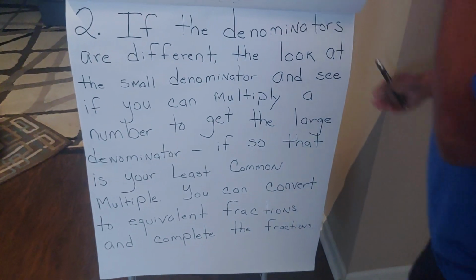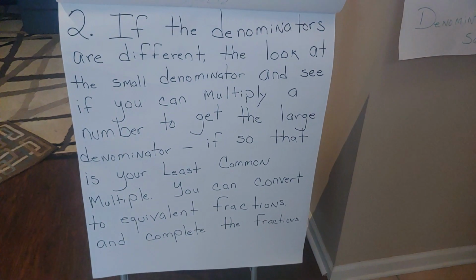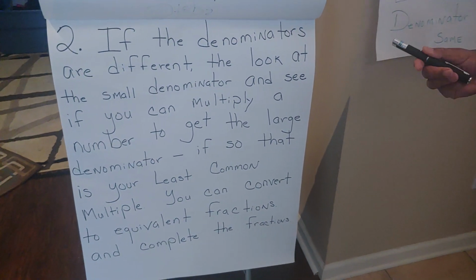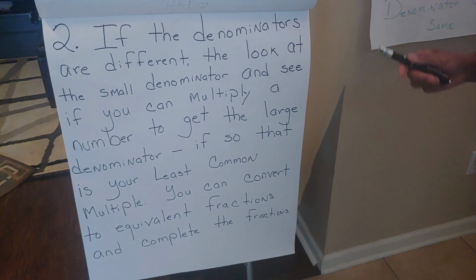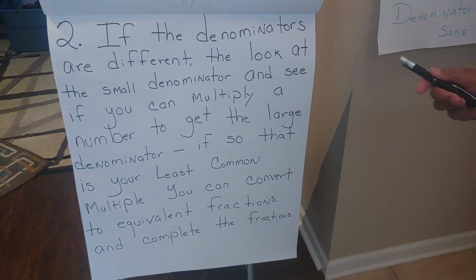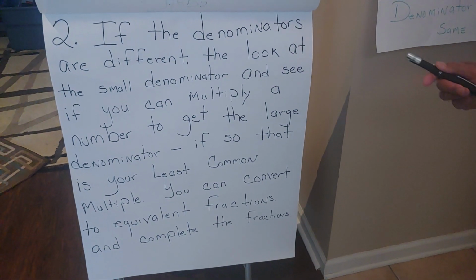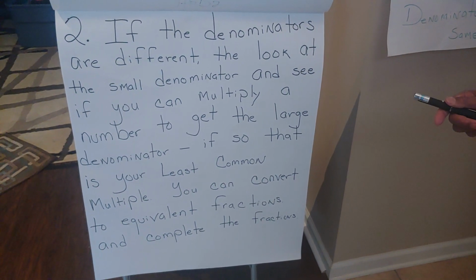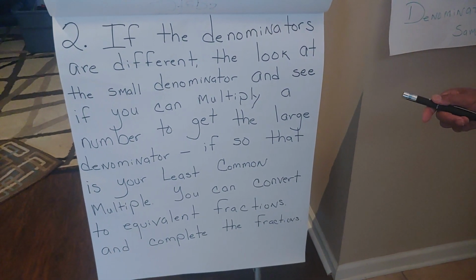When we talk about step 2, I'm going to get to these and explain them to you, but I want to touch on some of the steps. If the denominators are different, then look at the small denominator and see if you can multiply a number to get the large denominator. If so, that is your least common multiple.